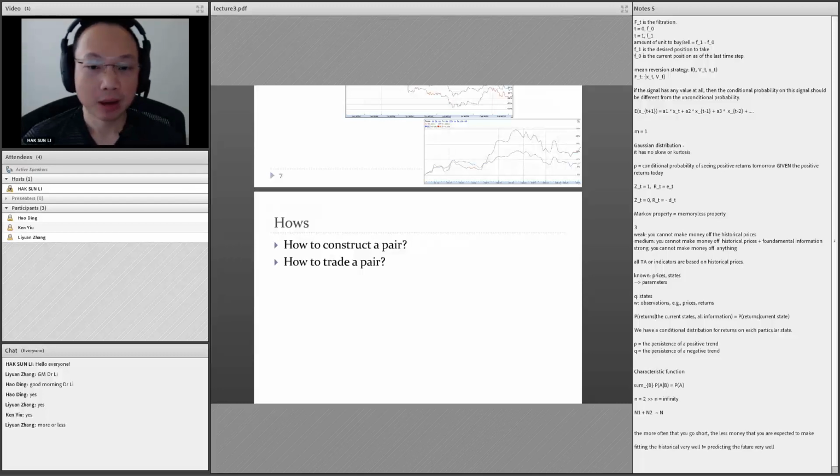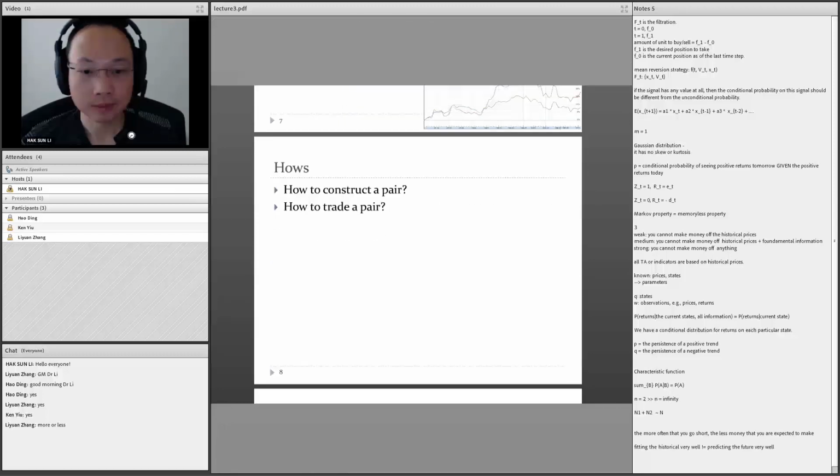Now, pair construction is a very big topic. There is a lot of academic research that talks about this. We are only going to touch the very surface of it, only the very basic materials. In the full CQI course, we're going to talk about the details of the advanced methods to construct a pair.